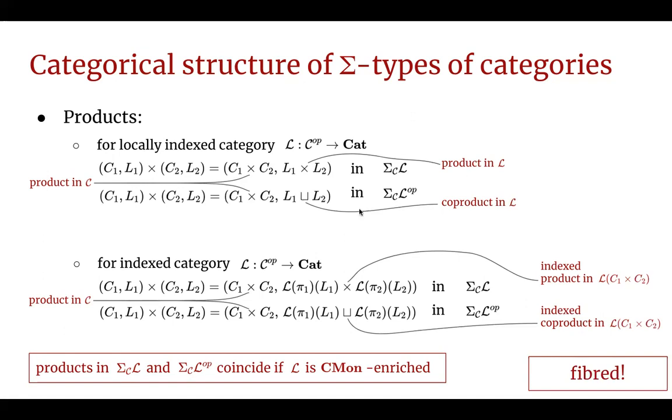One more aspect that's nice about these products is that they're fibered, in the sense that they lift the products from C, right? So these sigma types of categories form a fibration over C. And because the first component of this product is just the ordinary product in C, it means that we're lifting the product from C to the total space of the fibration, which will have nice consequences.